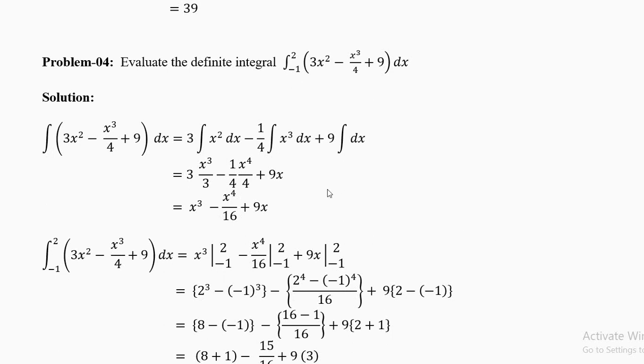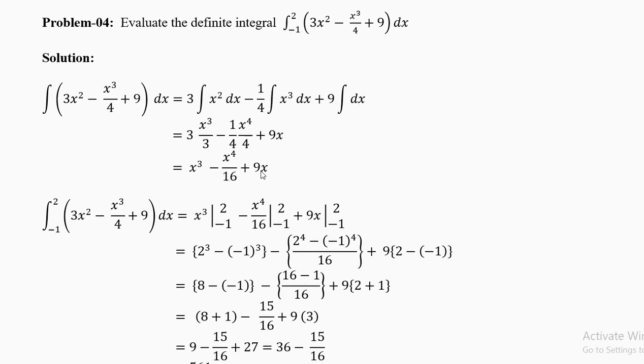Now problem 4. Evaluate the definite integral from minus 1 to 2 of 3x square minus x cube by 4 plus 9. Now you have to be careful about the fractions. Now don't look at minus 1 and 2. Integrate it now. Integration of 3x square minus x cube over 4 plus 9. Now this 3 will come out. X square is there. You'll get x cube over 3. This 3 will cancel. You'll be left with x cube. This minus 1 by 4 will come out. You'll get integration of x cube, which is x power 4 by 4. 4 into 4, 16. You'll get minus x power 4 divided by 16 plus 9x. So note down the 9x.